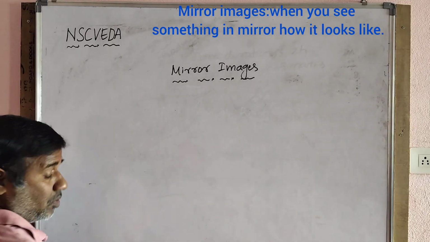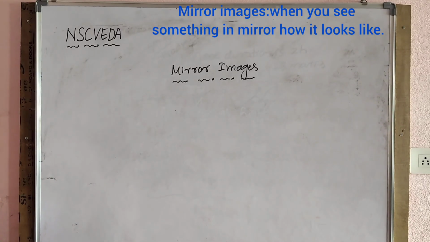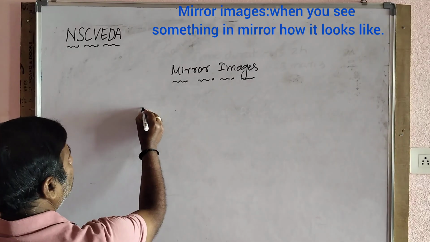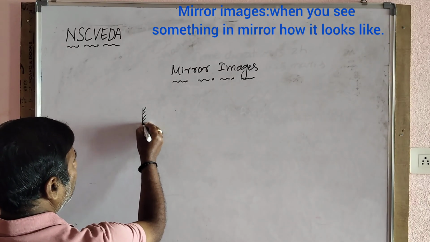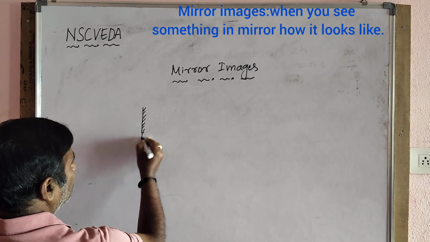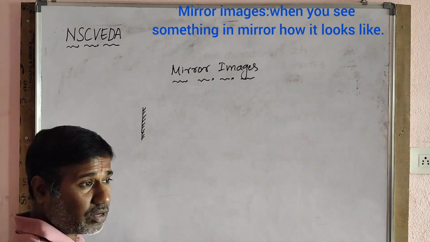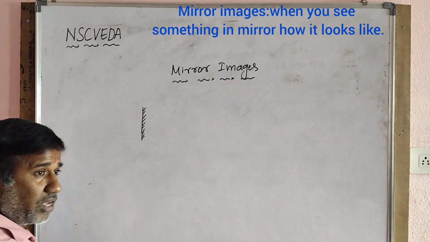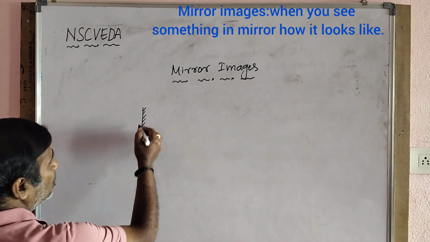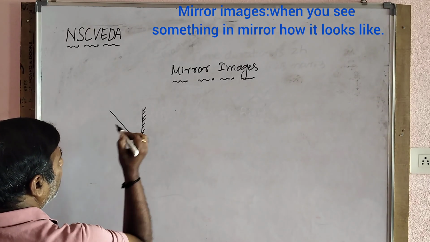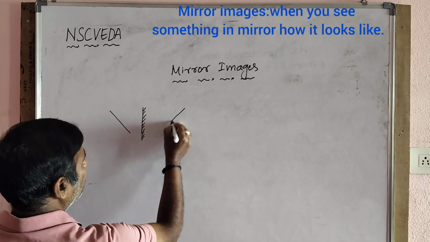In the exam, how is the mirror represented? Actually the mirror symbol is represented like this. A mirror is coated on one side, and only then will it work as a mirror, which you will see in higher classes. Assume that this is a mirror. For example, in the mirror, when you have a right slanting line, it will be seen as a left slanting line.